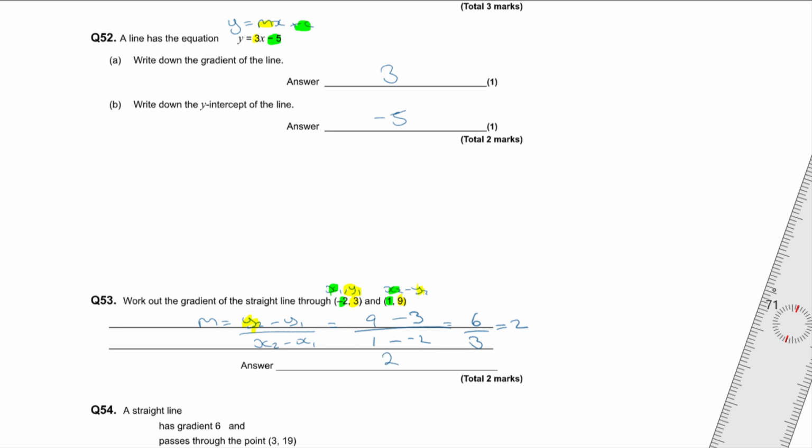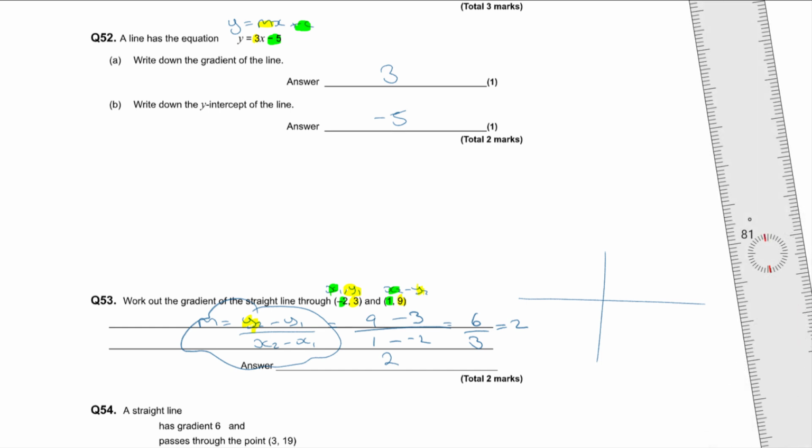Now, if you don't get on with a formula like this, the alternative way to do it would be to quickly sketch a pair of axes like this and plot the points on roughly. -2, 3 would be 2 to the left and 3 down. It would be -2, 3 down there. And 1, 9 would be 1 to the right and 9 up, wouldn't it? It'd be up here. 1, 9. So if you want to work out the gradient of that line, then you just kind of triangulate between them.